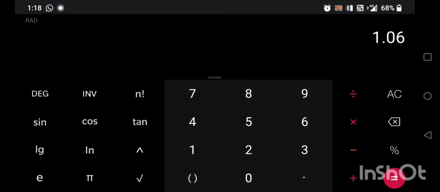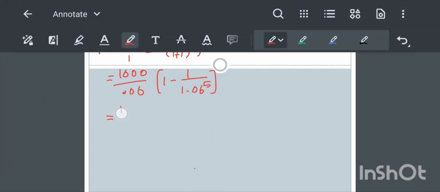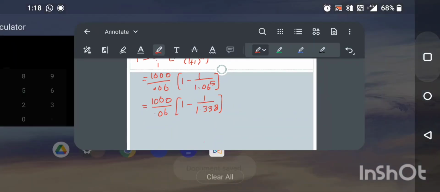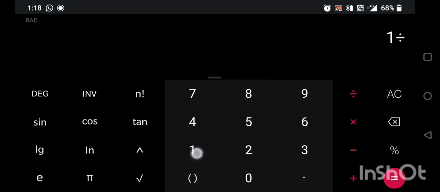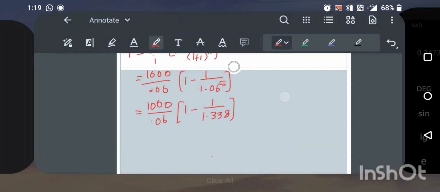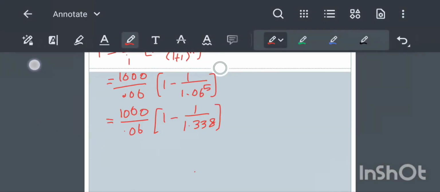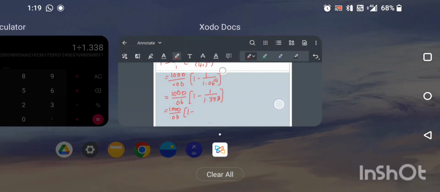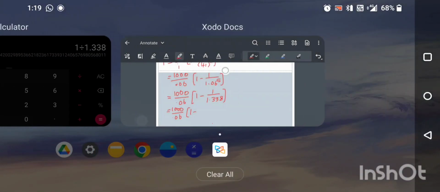The value for 1.06 to the power 5 is 1.338. So 1000 divided by 0.06 into 1 minus 1 divided by 1.338. Now calculate the value which is inside your bracket. 1 divided by 1.338, you will get 0.747. So 1000 divided by 0.06 into 1 minus 0.747.